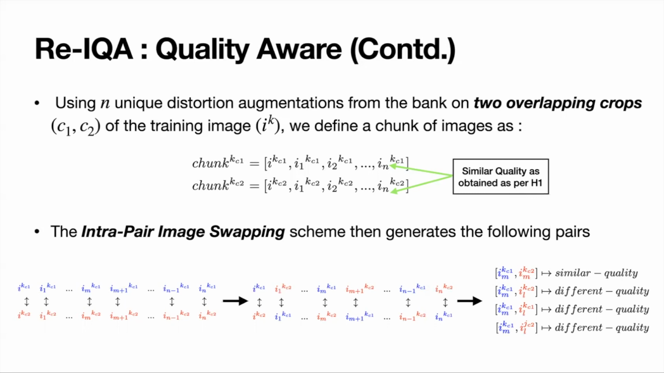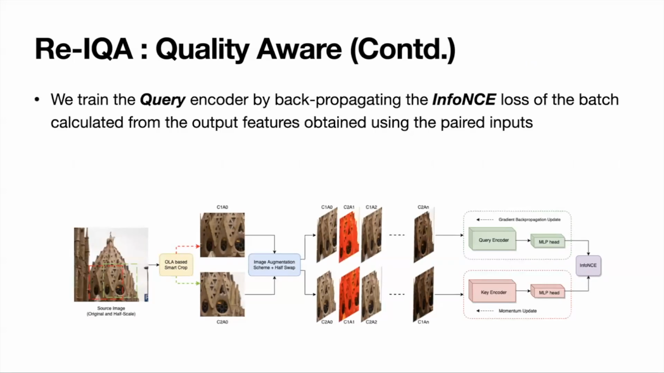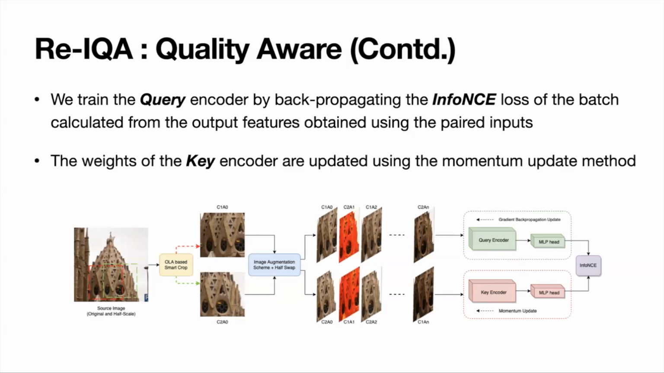Next, we randomly swap half of the indexes between the chunks. The intra-pair swapping scheme results in the following pairs, as shown on the right. This swapping construction encourages the quality-aware encoder to focus on quality, looking beyond content, as images with the same content and different distortions are marked as different quality. We use backpropagation with the InfoNCE loss to train the query encoder, while the weights of the key encoder are updated using the momentum update method.